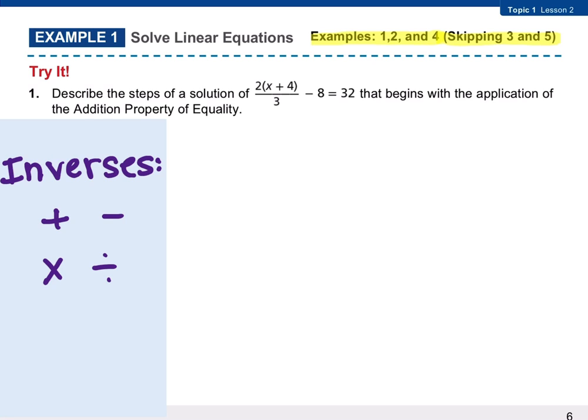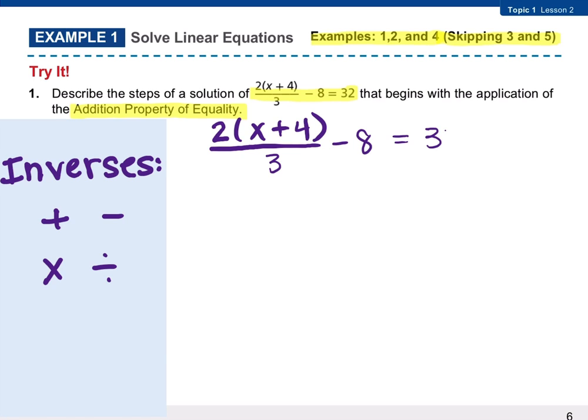So my problem number 1 says, describe the steps of a solution of this long equation, right? That begins with the application of the addition property of equality, which was one of our vocab words. So if I set up my equation, I have 2 times x plus 4, all divided by 3, minus 8, equals 32. And I suggest you read out your equations like that too, naming all the operations that are happening, because that will help you decide what inverses need to happen.